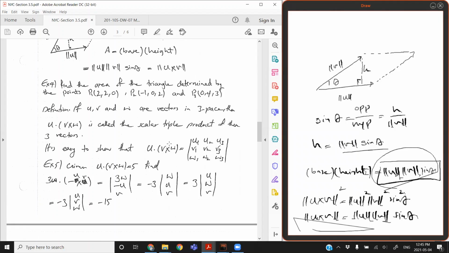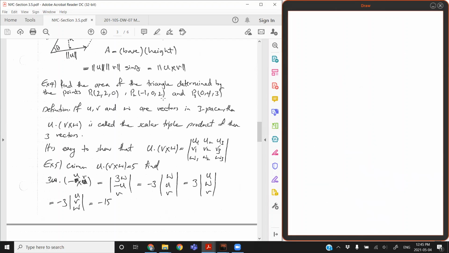So how can this help solving problems like this? Imagine you're given 3 points, P1, P2, and P3, and you want to find the area of the triangle that is determined by these 3 points. So let's say this is P1, this is P2, and this is P3. And these three, in three-dimensional space, they form a triangle. And you may be asked to find the area of the triangle that is determined by these 3 points.